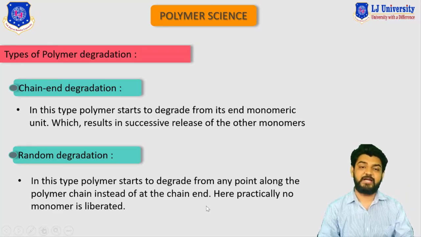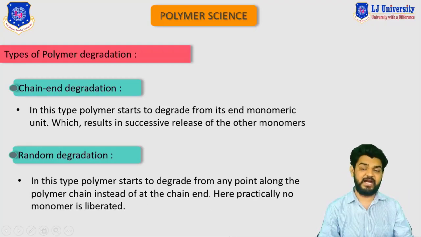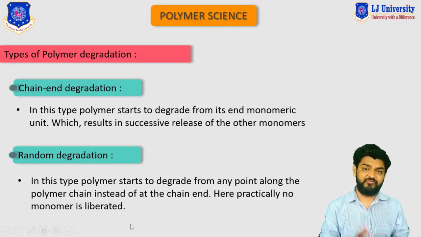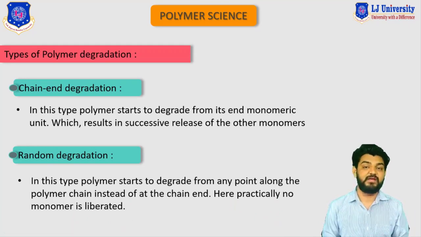That means in the random degradation process, practically no specific monomer is liberated or detached. There is a group of monomers that detach in this type of random degradation process. We will understand that when we see random degradation in depth.